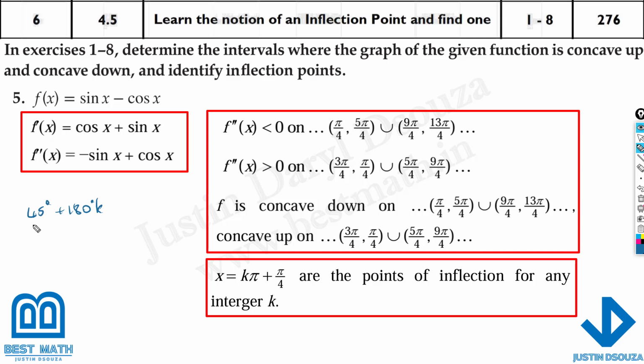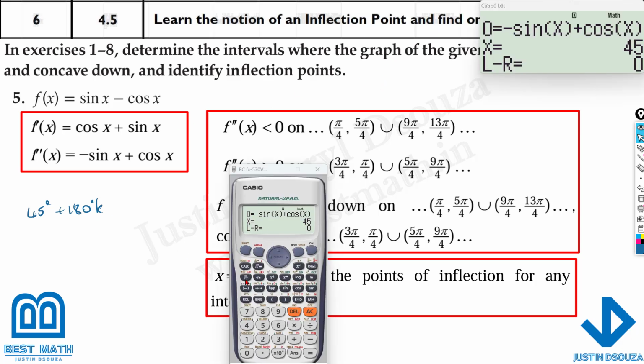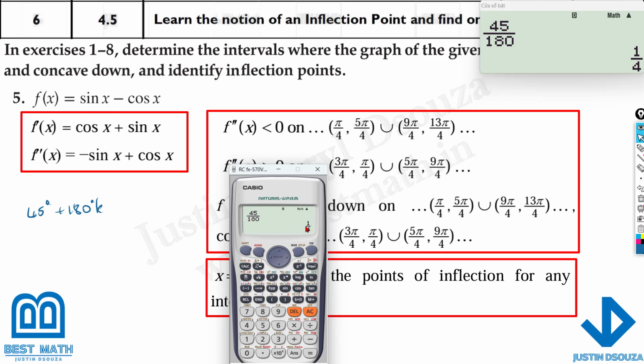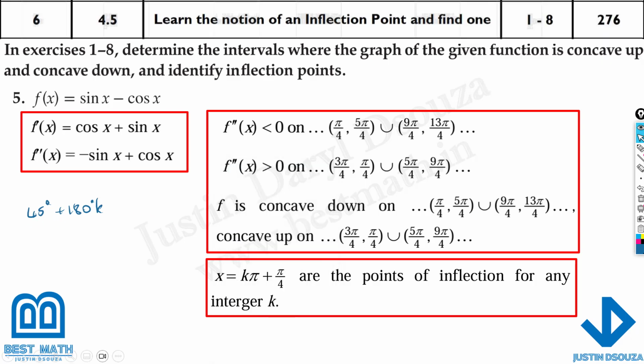Now if you write this in radians, how do we write 45 degrees in radians? What is 45 degrees in radians? It's pi by 4. I'll show you in the calculator. All you need to do is write 45 divided by 180. Now the answer is 1/4, but you have to multiply by pi here. I've not written pi and divide by 180, right? So I've just written this 1/4, but remember it's pi by 4. Just multiply this by pi. So it's pi by 4.